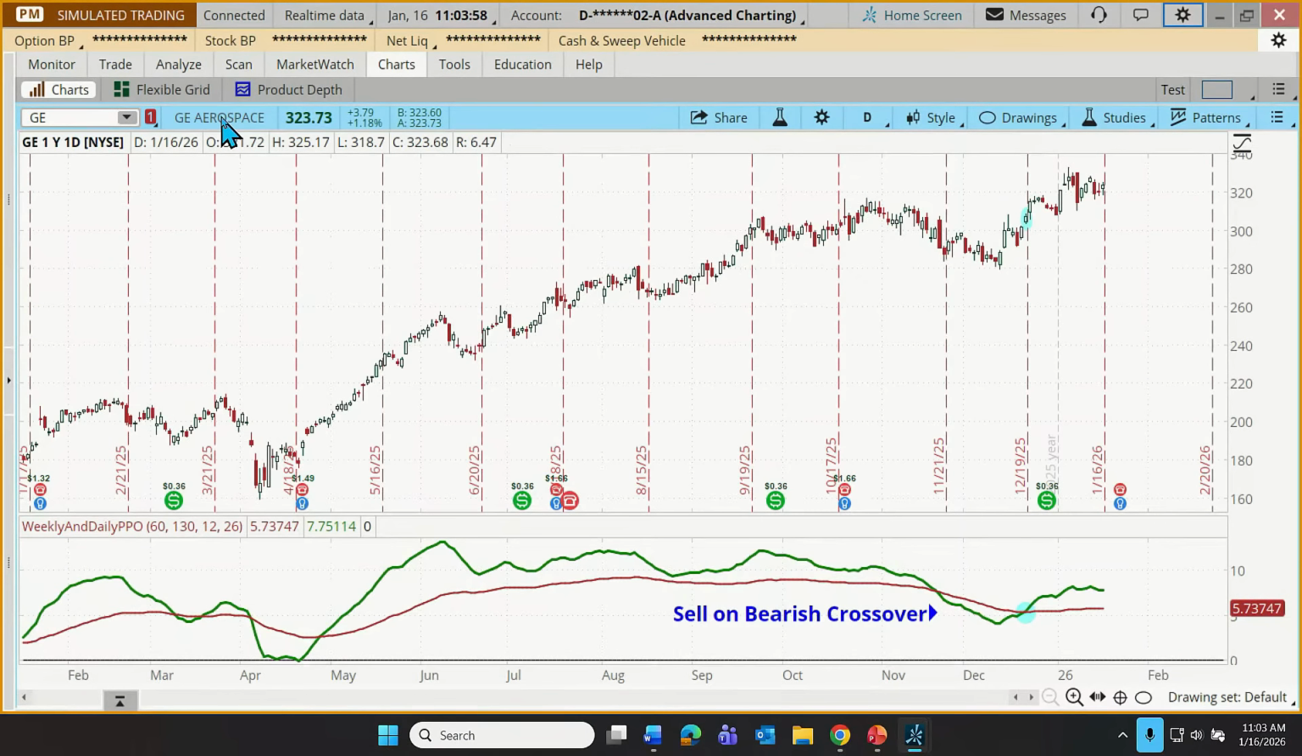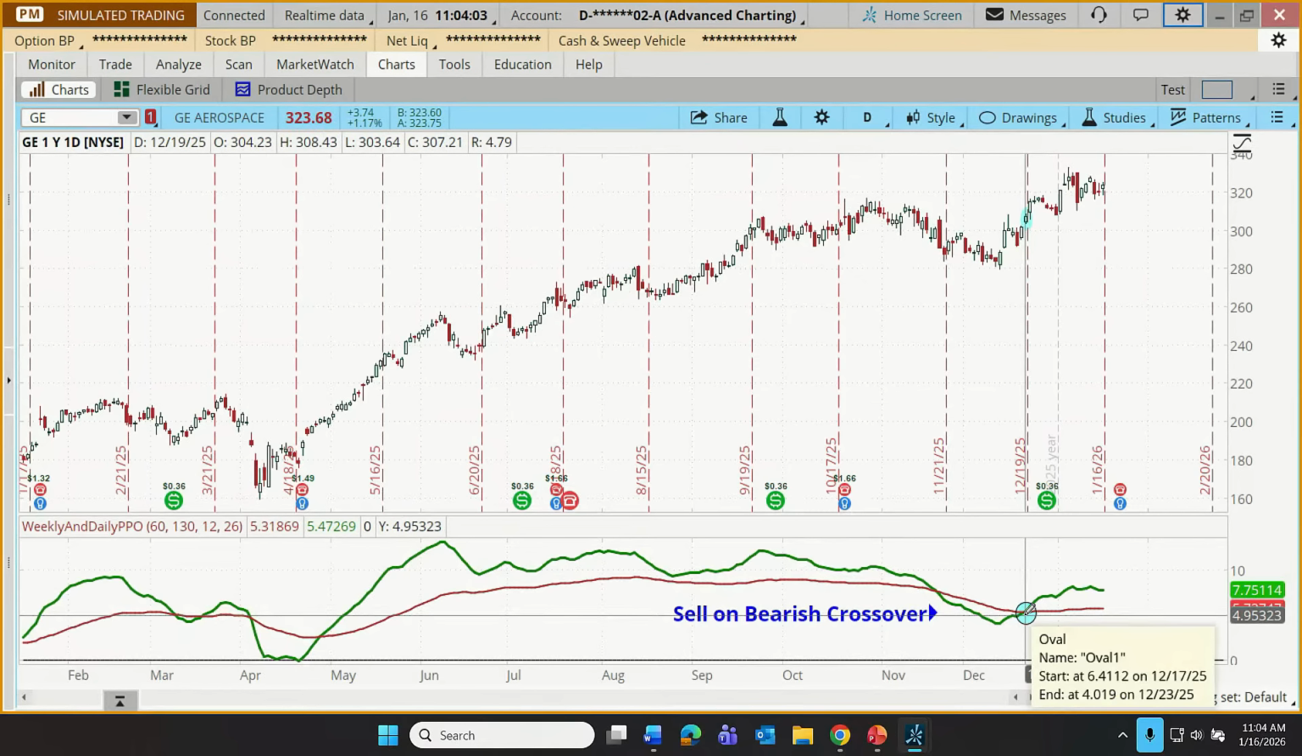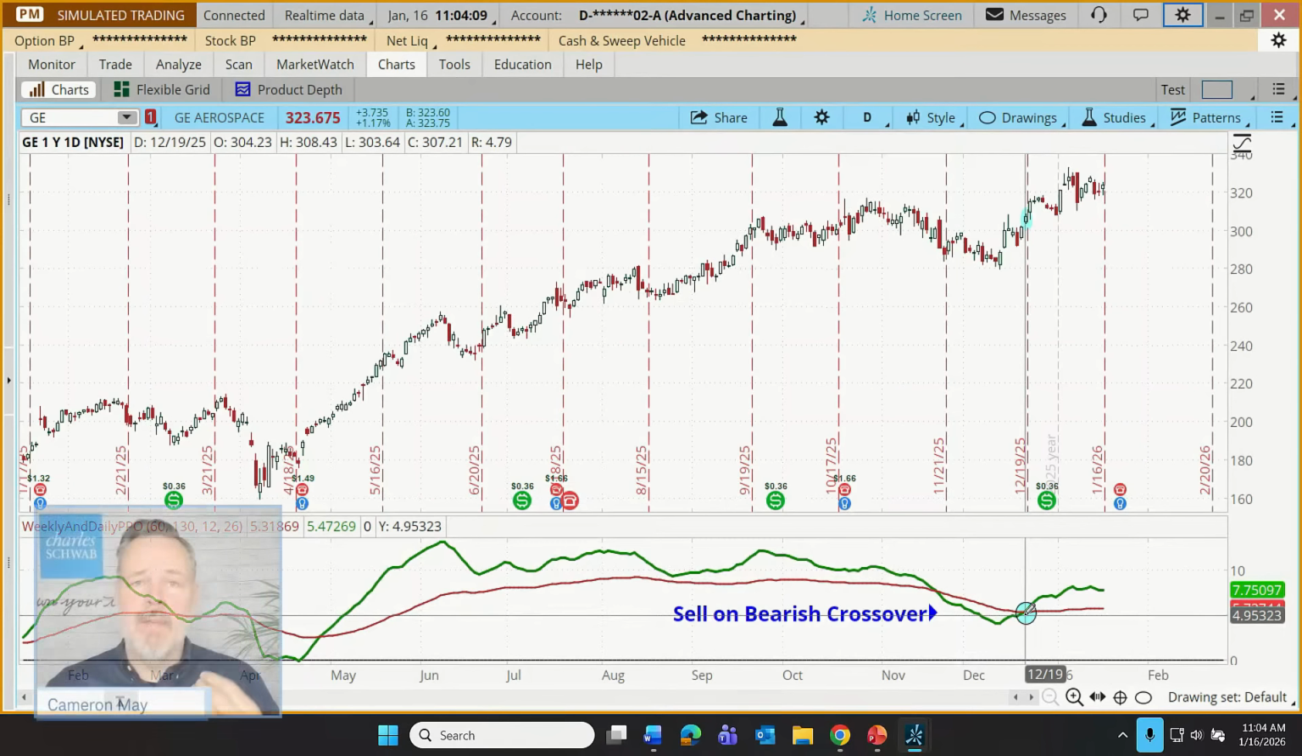So GE, we took on a bullish crossover using the weekly and daily PPO. Now, for each of these, I'm not going to explain how the indicator works or precisely how it might be used for trading. That was for that discussion in the past, and we're sort of moving on from those.